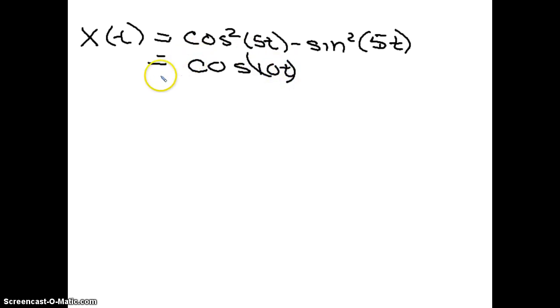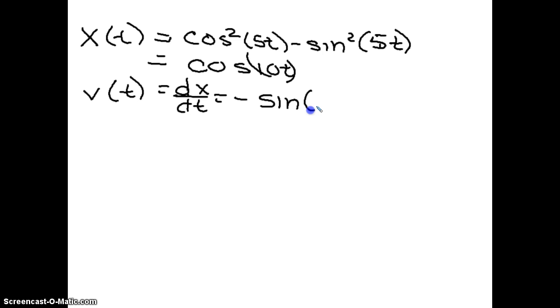which is a heck of a lot easier to differentiate, to find the velocity, because in order to figure out when the particle is at rest, you have to figure out when the velocity is 0. So the velocity, remember, is the derivative of this position, and the derivative of cosine of any quantity is negative sine of that same quantity, so that's 10t, and then we have to multiply by 10. So the velocity equation is negative 10 sine of 10t.